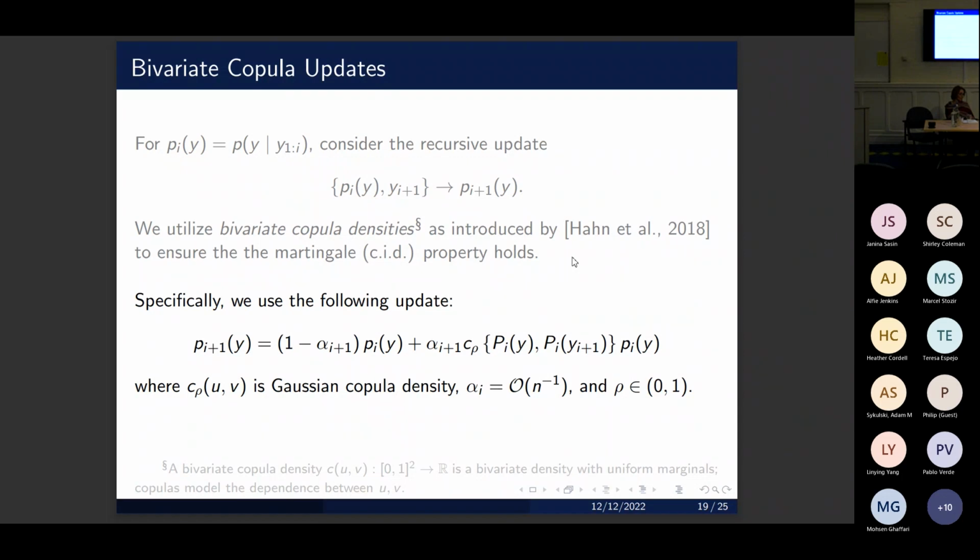I'm going to plot this on the next slide to show you that it looks very much like a kernel density estimate, where here C is going to be a Gaussian copula density, and our weights are going to scale order n to the -1. And then here we also have a bandwidth from 0 to 1. So I'm going to illustrate what this looks like on the next slide now.